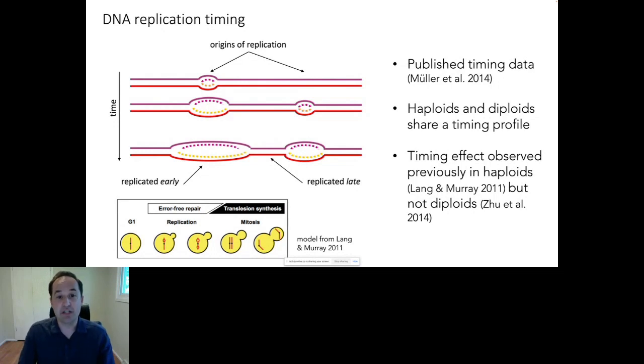Previously, haploid yeast were found to have higher mutation rates in late replicating regions of the genome, but there was no evidence found for this in diploids. The hypothesis for why this would happen in haploids is that early on in the replication process, error-free repair mechanisms are used to repair DNA lesions, whereas later on, translesion synthesis occurs instead, and this results in more errors in the form of mutations. So we now have the opportunity to test whether this is true in a direct comparison between haploids and diploids.